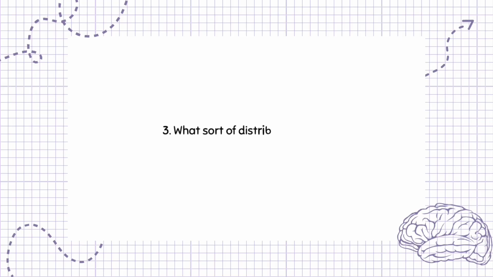Question 3. What sort of distribution does your graph show? 1 mark. Positive skew.